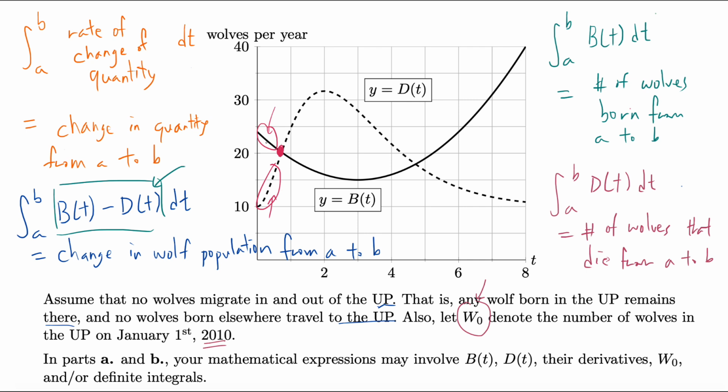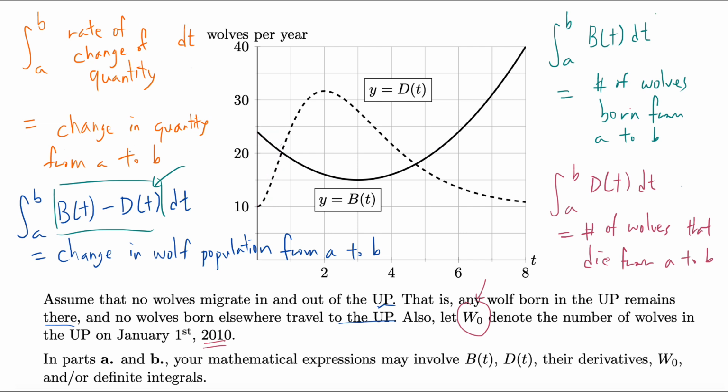So here you have a population growth, whereas the situation flips in this part of the graph. So here we have a population decay, where more wolves are dying than being born. And in the next part, we again have population growth. So that's one thing to keep in mind.